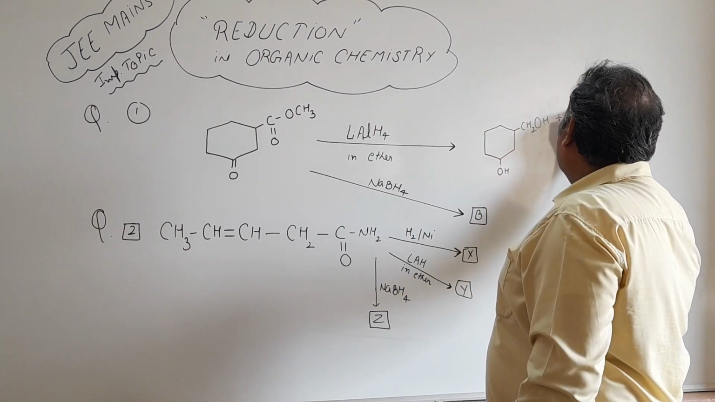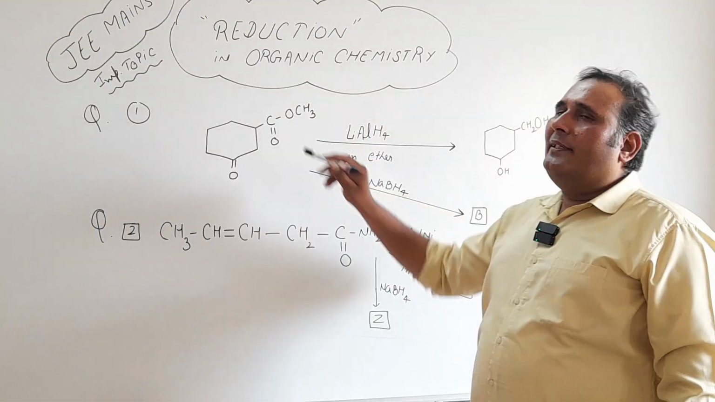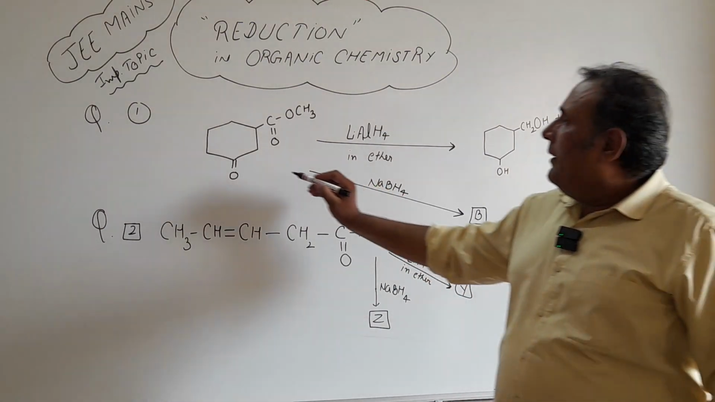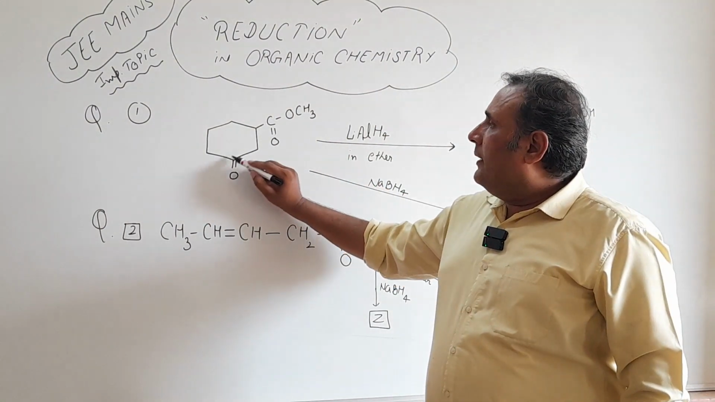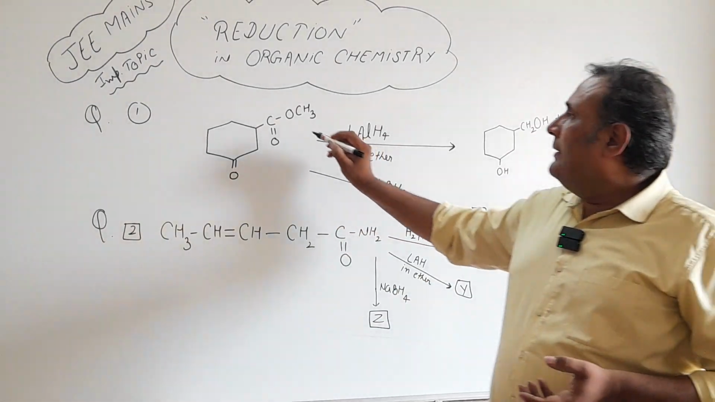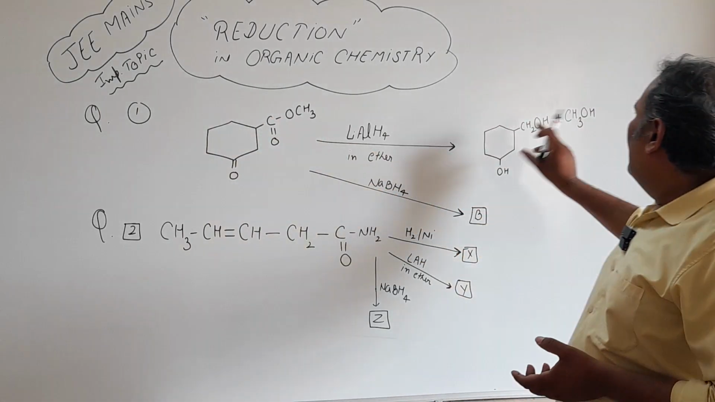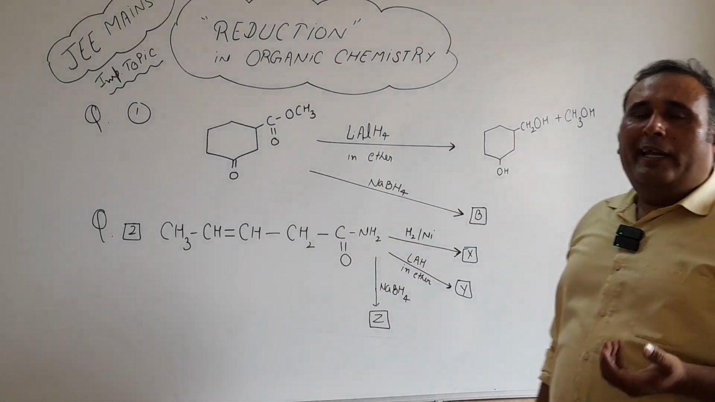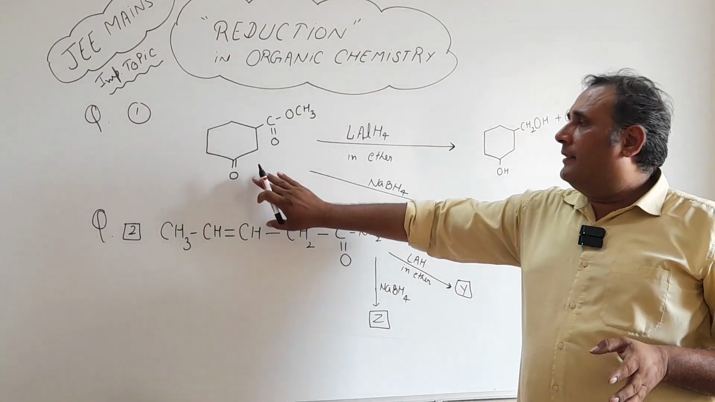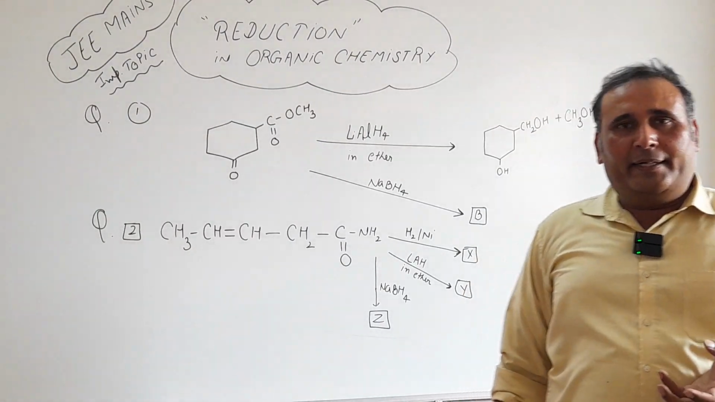CH2OH plus CH3OH. So when we are reacting this reactant with lithium aluminum hydride, it will convert this keto group into a 2-degree alcohol, as well as break this bond of the ester and convert it also into an alcoholic group. But in the second reaction, we are reacting this reactant with NaBH4, sodium borohydride.